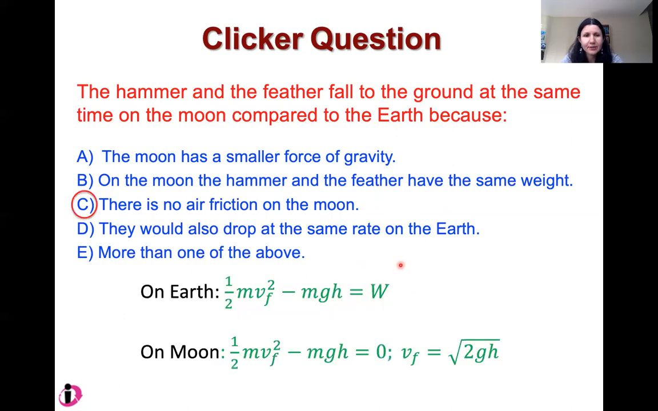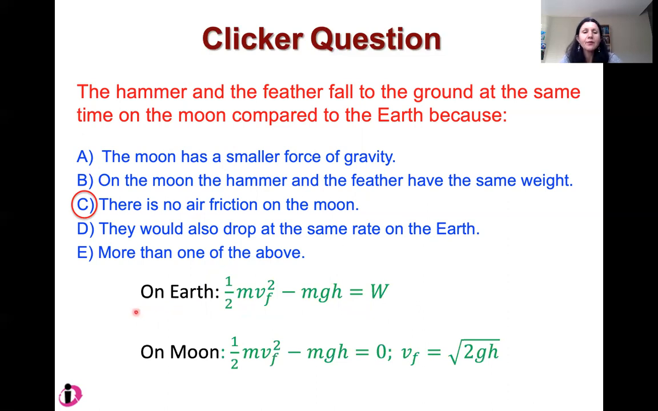All right, so let's take a look. The key here is that on the moon, there's no air. There's no atmosphere, so there's no air friction. So why does that matter? Well, this is a pretty involved question.